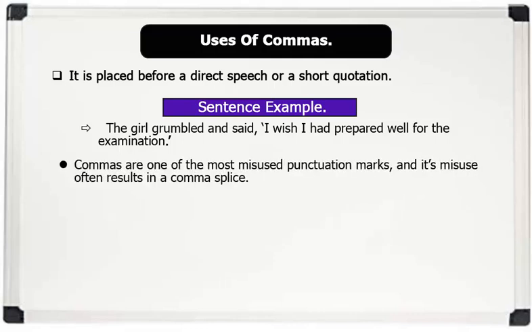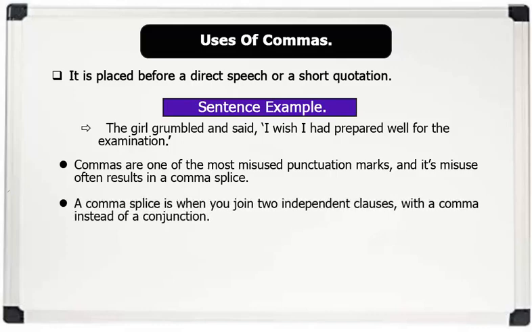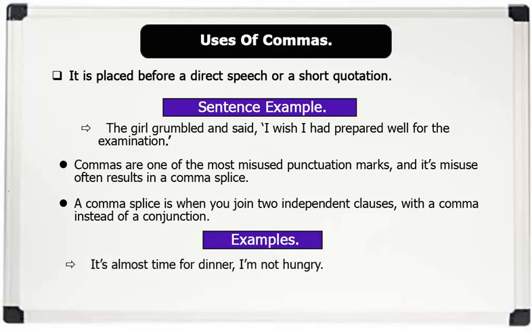Commas are one of the most misused punctuation marks, and its misuse often results in a comma splice. A comma splice is when you join two independent clauses with a comma instead of a conjunction. Examples: A. It is wrong to say, "It's almost time for dinner, I'm not hungry." Rather, we add a conjunction and say, "It's almost time for dinner and I'm not hungry."